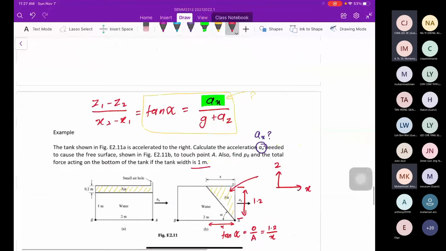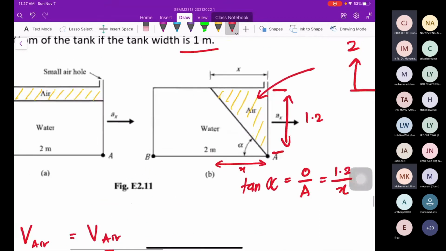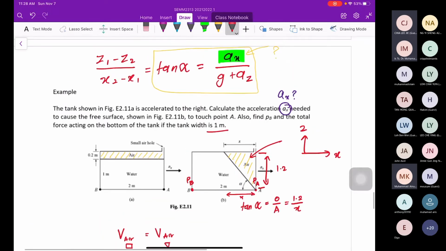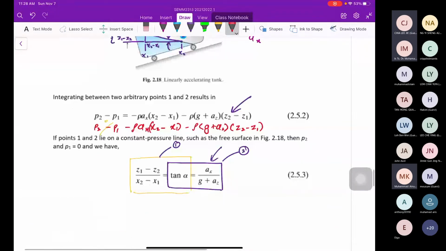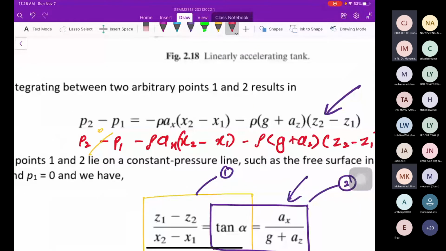And finally, the question asks to find PB, the pressure at B. This is the pressure at B. This is the pressure at A. So we have 2 points, A and B. Using our hydrostatic equation, you can use this one here: P2 minus P1 equal to negative rho.